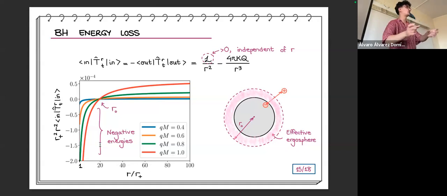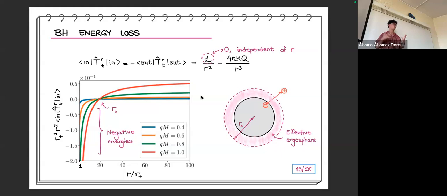And in that case, it's called an ergosphere, and here it's called an effective ergosphere. It doesn't have to do with the Killing vectors and so on. Here it's just because we have negative energies there. In a region close to the black hole, this pink region is the effective ergosphere. In that region, we have negative energies, and that's the reason why we can subtract energy from the black hole and emit energy in the form of pairs of particles created.